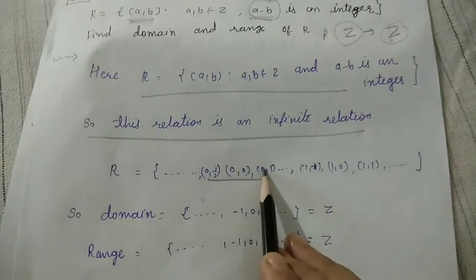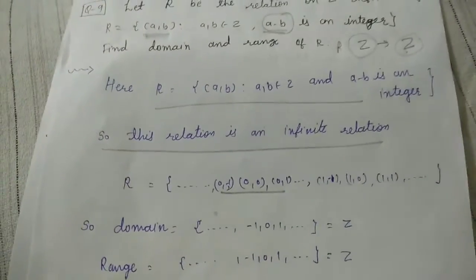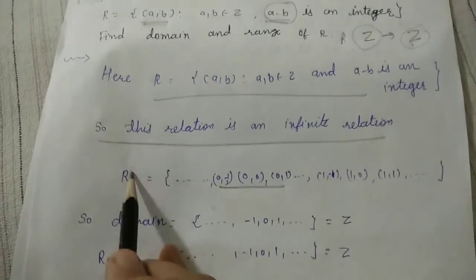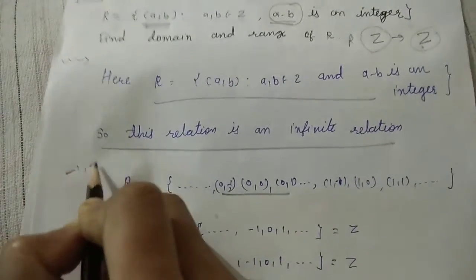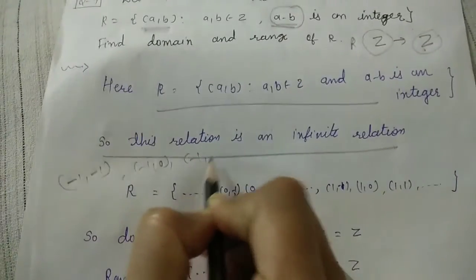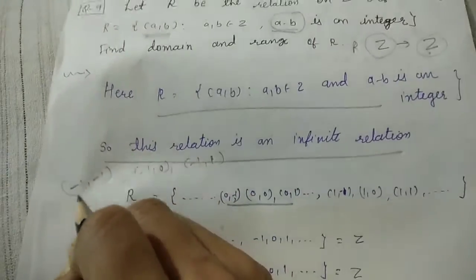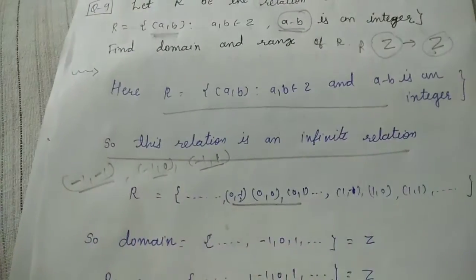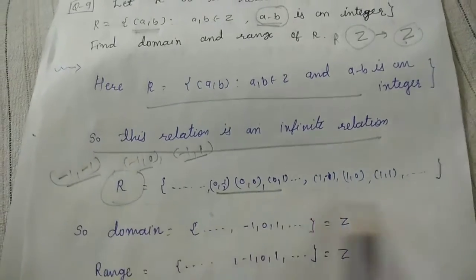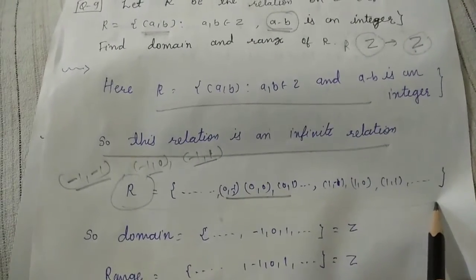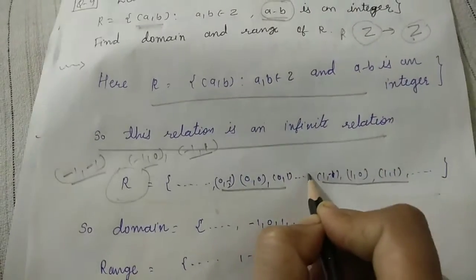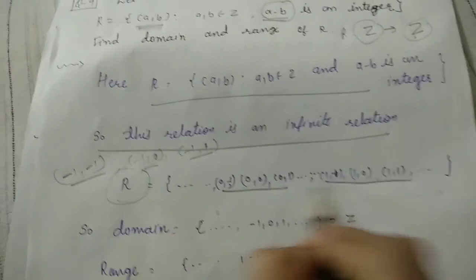And if you go to find pairs, I have started from 0. So (0, 0), (0, 1), (0, 2), (0, 3), so on, (0, -1), (0, -2), so on. If we talk about -1, then (-1, -1), (-1, 0), (-1, 1). So you can take the difference of any of these two numbers, then it will be an integer only. So there are infinitely many elements. If you consider 1, then there are also an infinite number of elements.